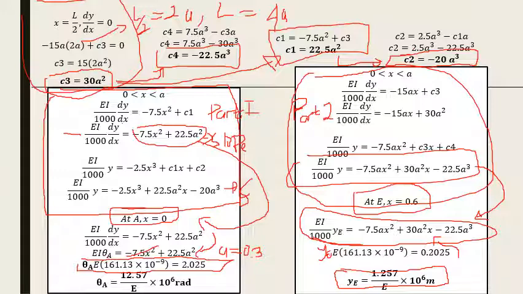Okay, that's all. If I want the exact number of the deflection and slope, I just substitute the value of E. The value of E depends on the material that we use for the beam, and it's usually given in the question. Okay, that's all. Thank you.